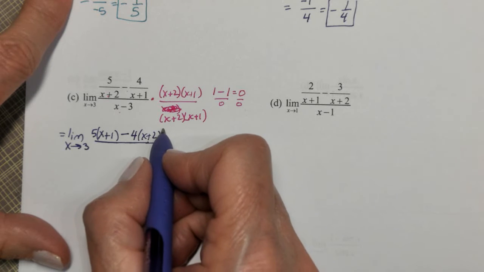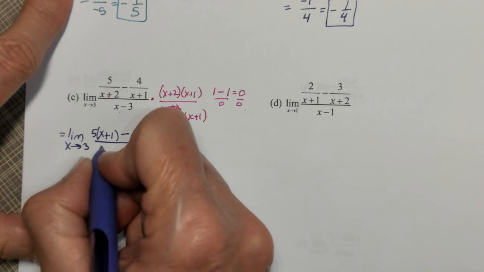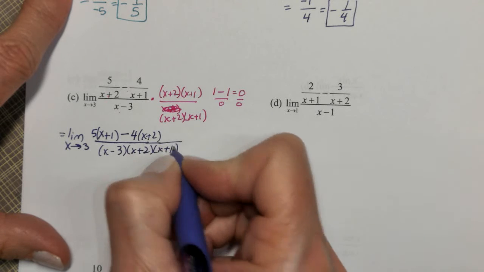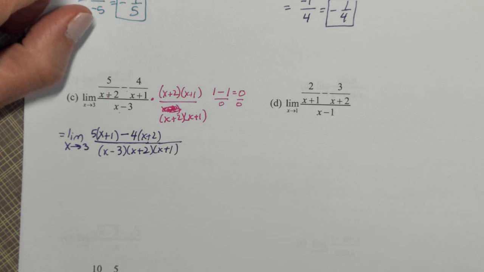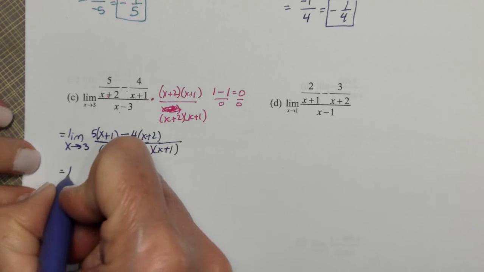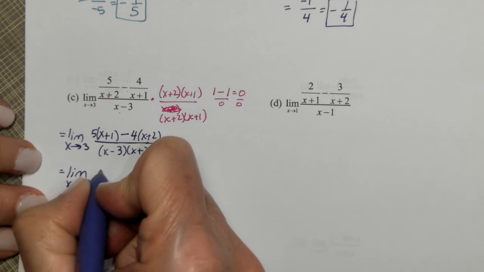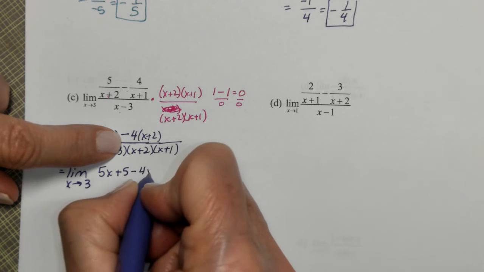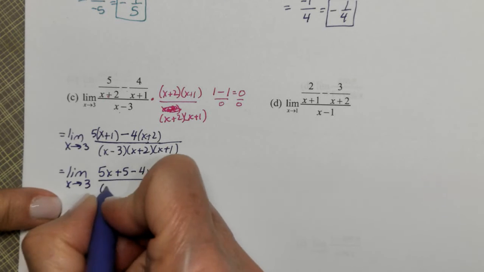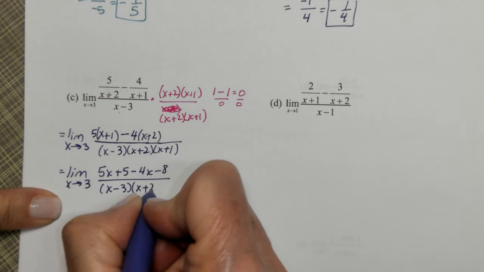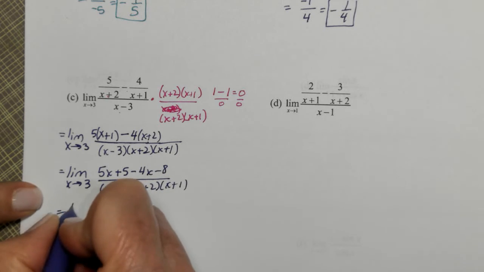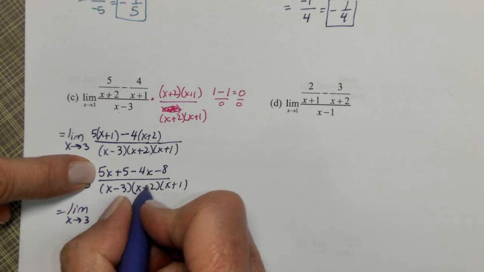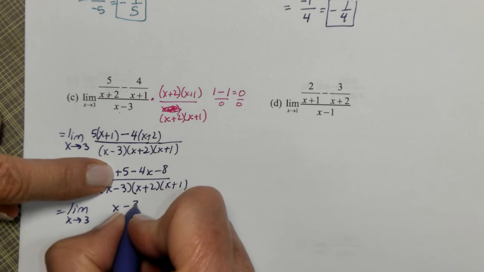On the bottom, do not multiply out. Leave it factored. If you multiply it out, you're just going to have to factor again, and it won't be as easy to factor as it was to multiply it out. Okay? So let's simplify up on top because that hole is still hidden. Distribute your 5. Distribute your -4. Leave the bottom factored.